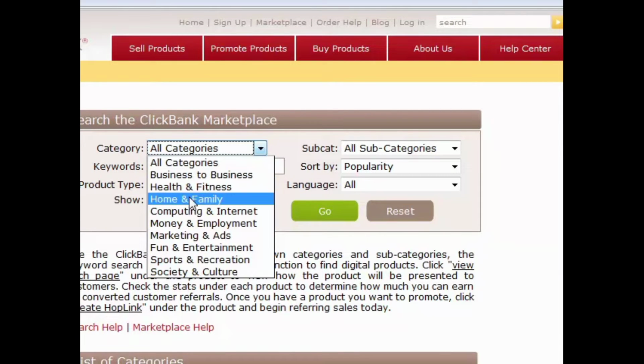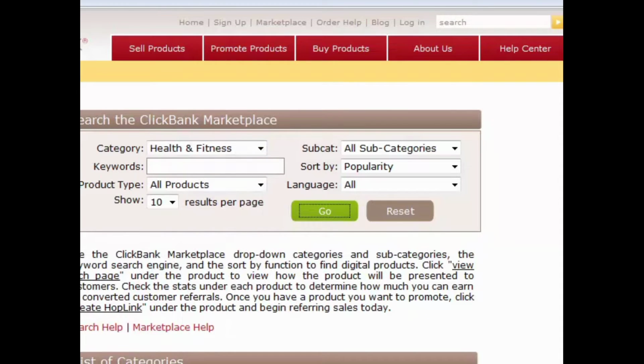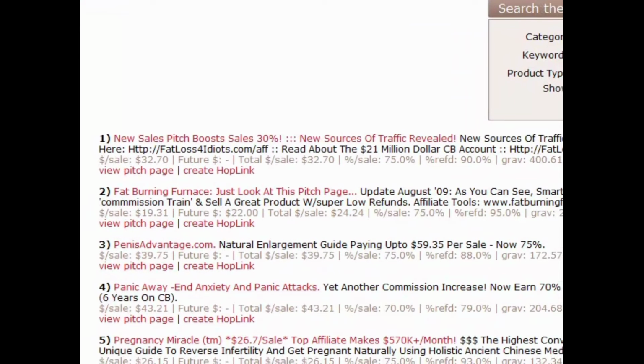Basically, I like to choose categories that are popular. Everyone has health and weight loss problems. Everyone has relationship problems. I try to go for big market stuff because it's easier to identify with these people, because everybody has this problem. And so whenever you do your product review, whenever you pre-sell your product as an affiliate, this is 10 times easier for you to sell them on, okay? So we're just going to go into health and fitness and take a look and see what there is.